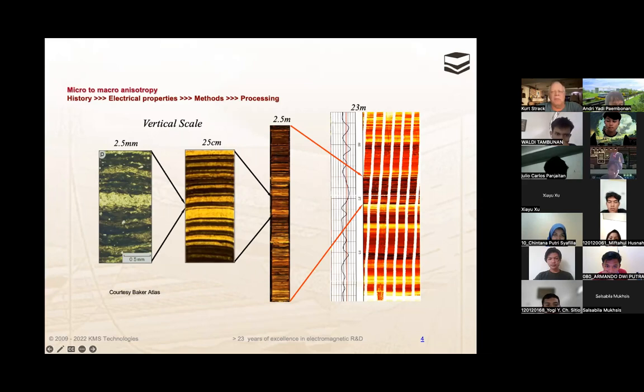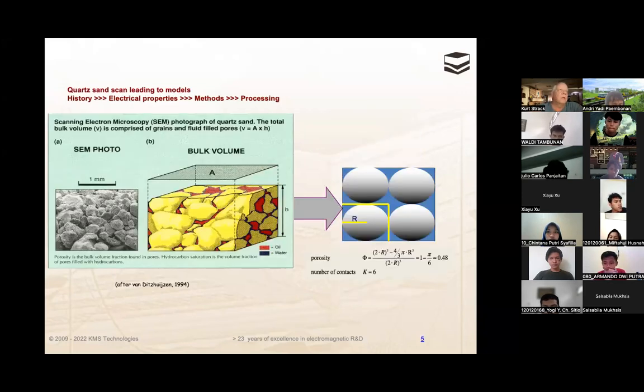So we won't be able to resolve the anisotropy. Even at scanning electron microscope scale, which is 2.5 millimeters, we see anisotropy. So we have anisotropy at every scale. Anisotropy is a big problem. We need to capture anisotropy in our models, otherwise we make an error between 20 to 50%. How do we get to our models?